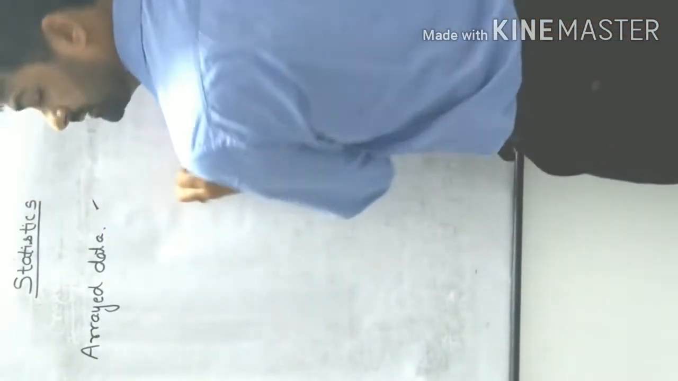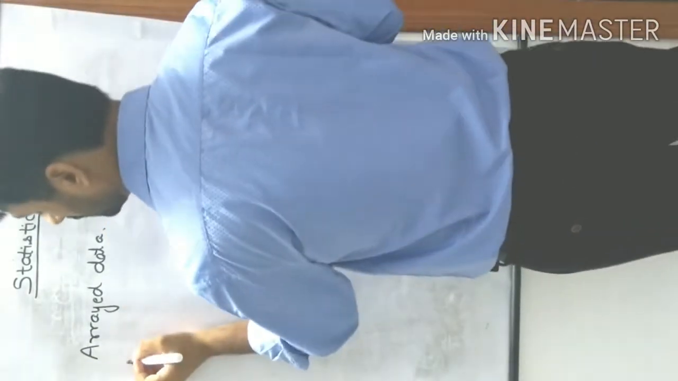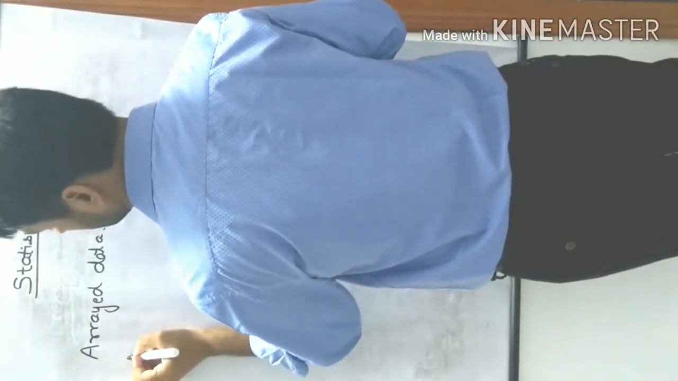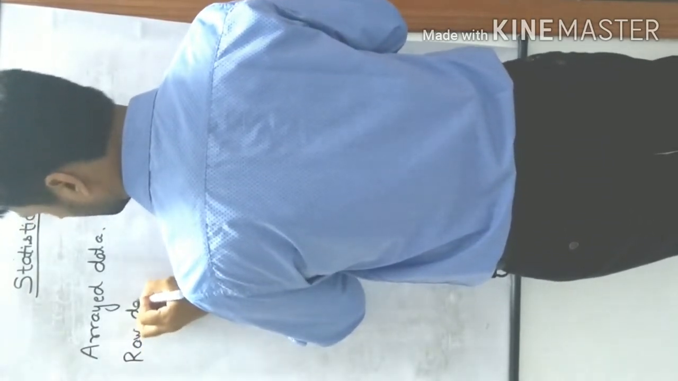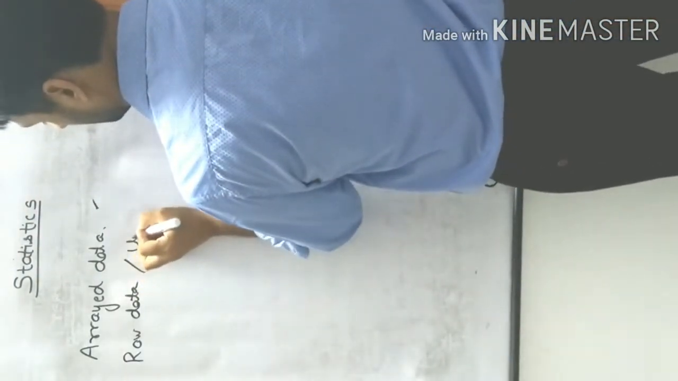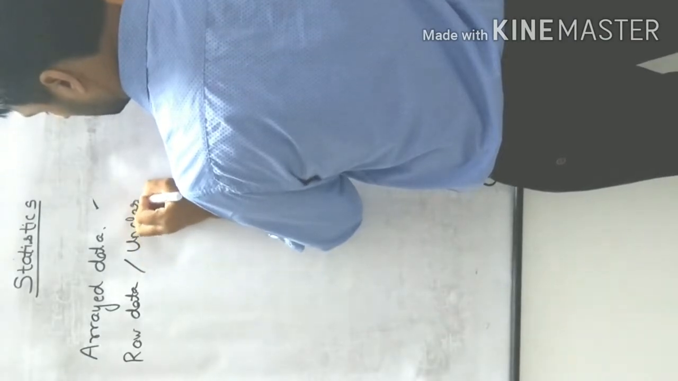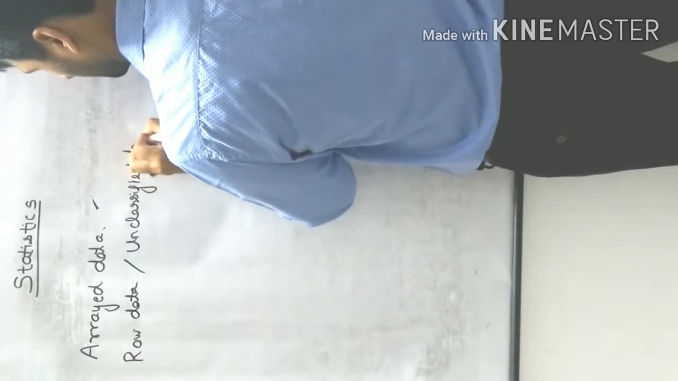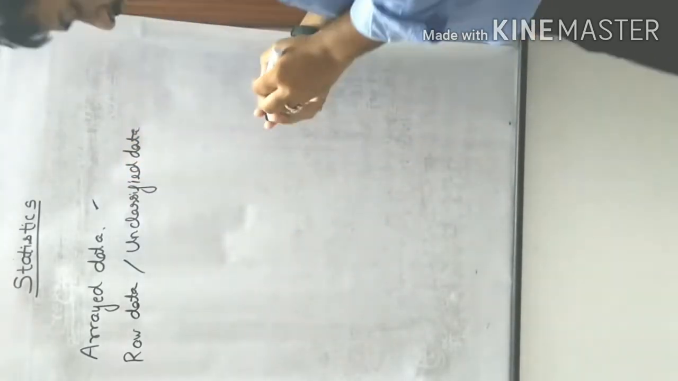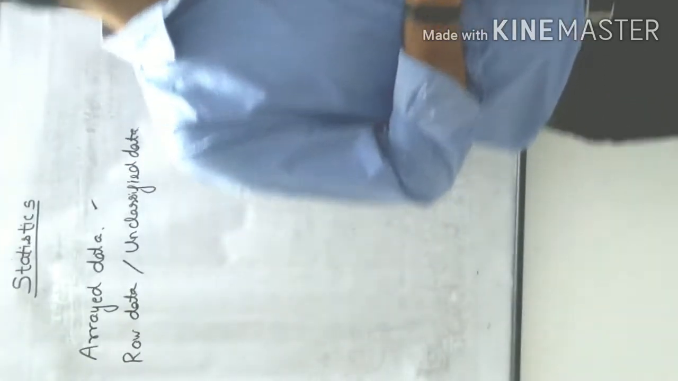And out of that, this you have arranged in some way. One type of data is what is called raw data. Raw data is also called, one more name is given there, ungrouped or unclassified data. Okay. So a little bit of theory is there here, not much.